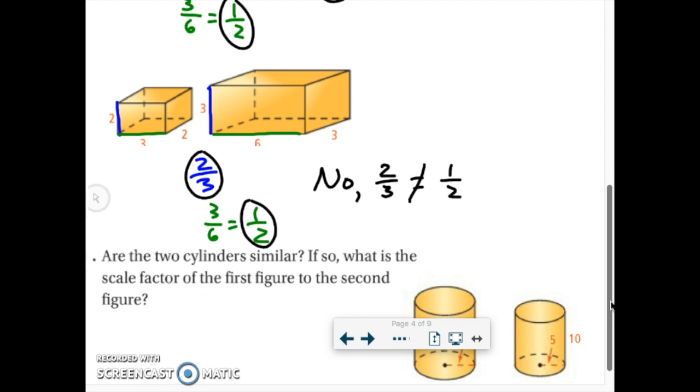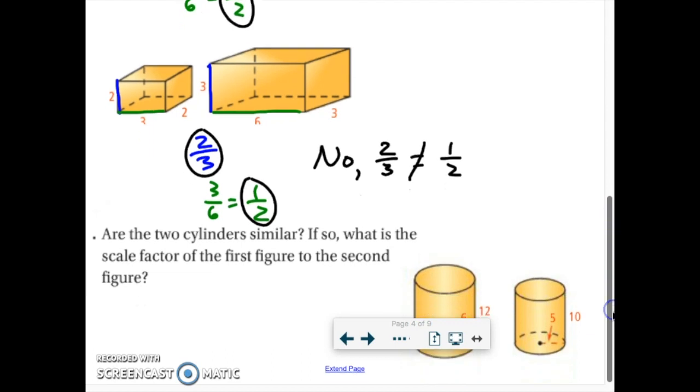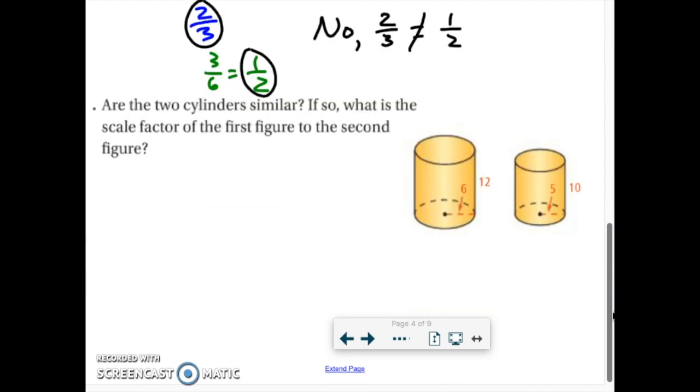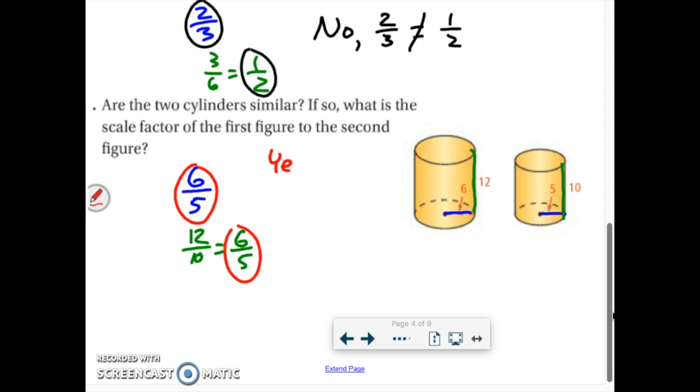Okay, one more time with these two cylinders. It says, are the two cylinders similar? If so, what's the scale factor? So we could check each radius. The ratio of the radii are 6/5. And then we could check the heights of the cylinders, which is 12 to 10. But 12 to 10 does simplify to 6 to 5. So we have the same scale factor for both, which means we do have similar figures. The scale factor is going to be equal to that A to B, which is 6 to 5.